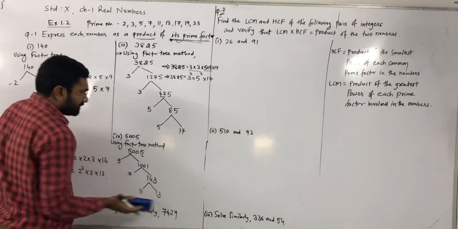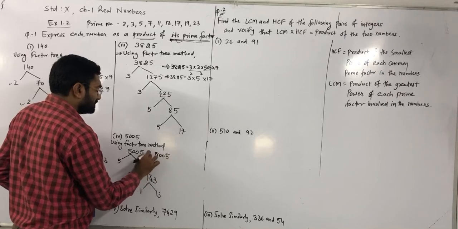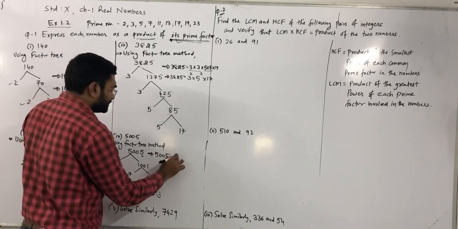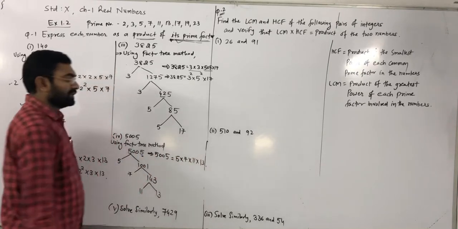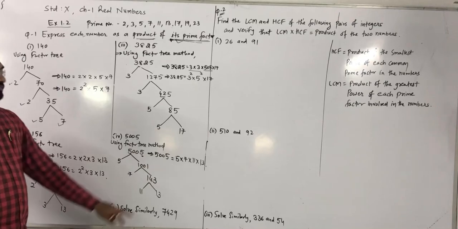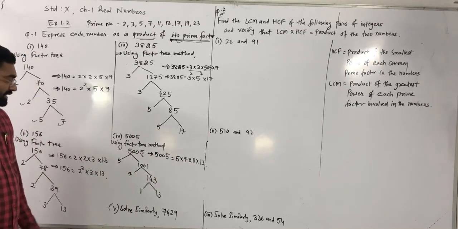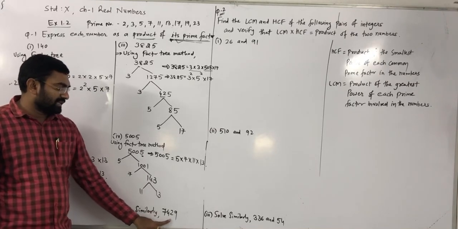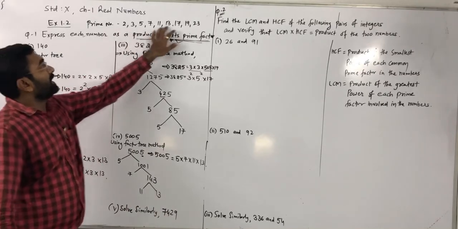So at last, whatever we get is the prime factorization of 5005: 5 into 7 into 11 into 13, right? So these are the prime factors of 5005. The fifth question is given, and we have to solve it similarly. 7429, right? So these are all the prime numbers.